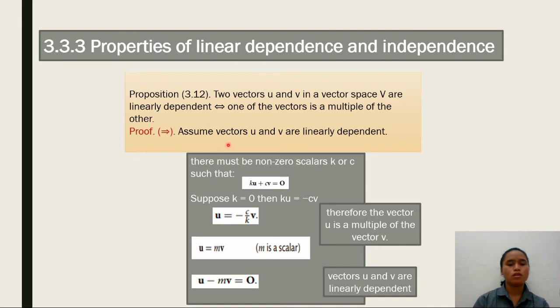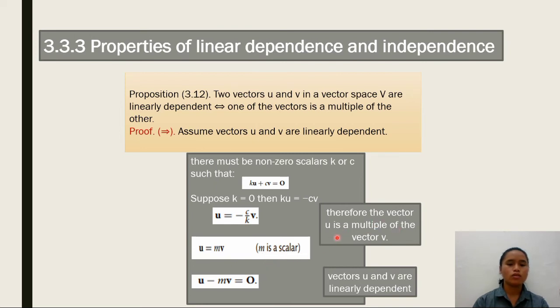Assume vectors u and v are linearly dependent. There must be a nonzero scalar k or c such that ku + cv = 0. First, if k is not equal to 0, then ku = -cv, so this is u, and from the formula we have u = mv, where m is a scalar.